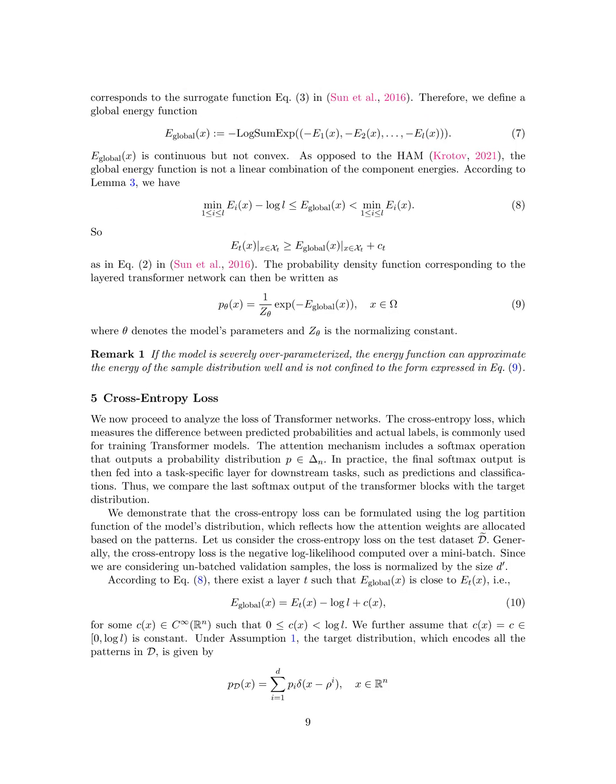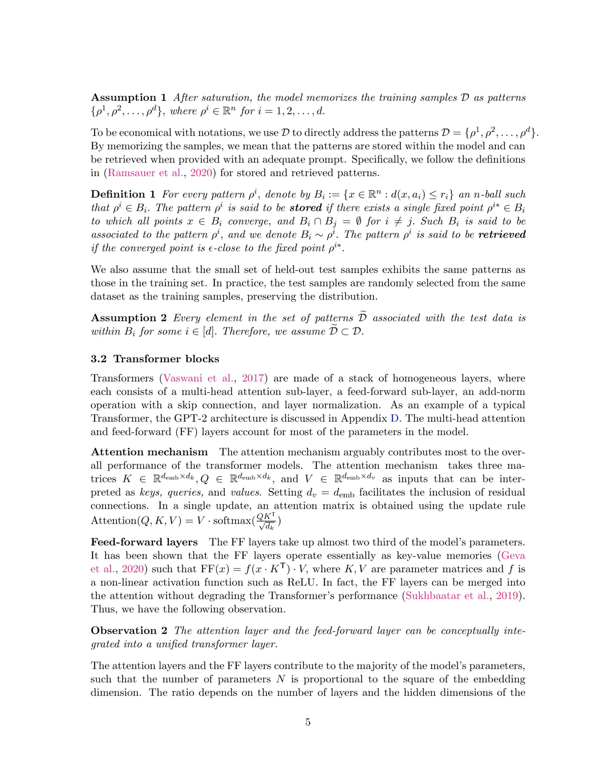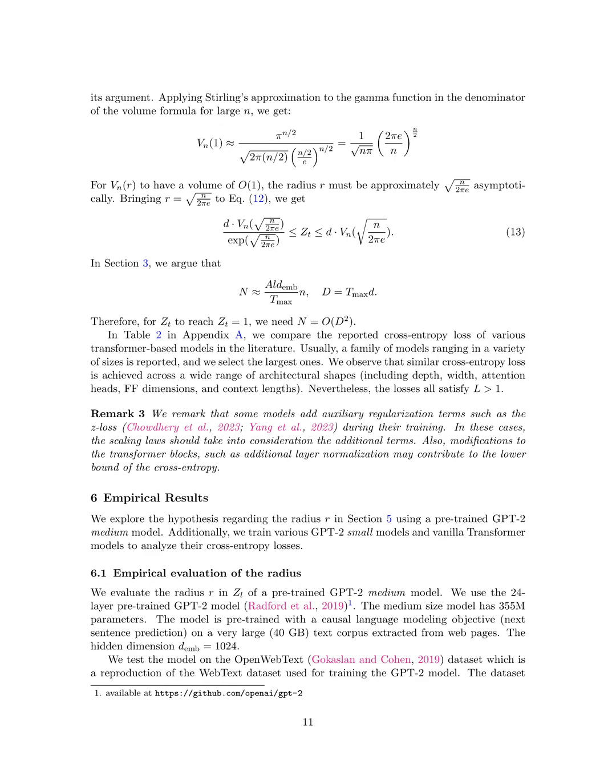4. Analyzing cross-entropy loss. The method further delves into analyzing the cross-entropy loss of transformer networks, which measures the disparity between predicted probabilities and actual labels. The loss is formulated using the log partition function of the model's distribution. 5. Empirical evaluation. The methodology is empirically evaluated by examining the radius of stored patterns in a pre-trained GPT-2 medium model and training GPT-2 and vanilla transformer models on different datasets to analyze their cross-entropy losses.